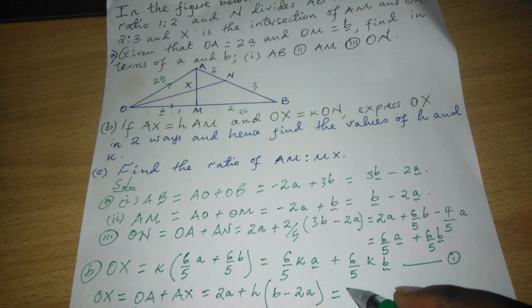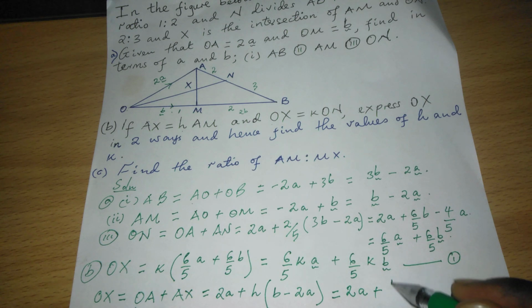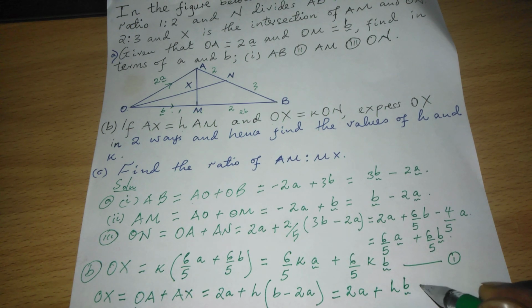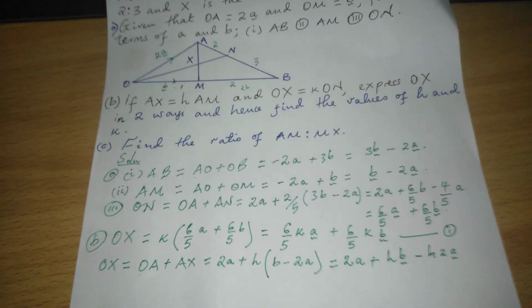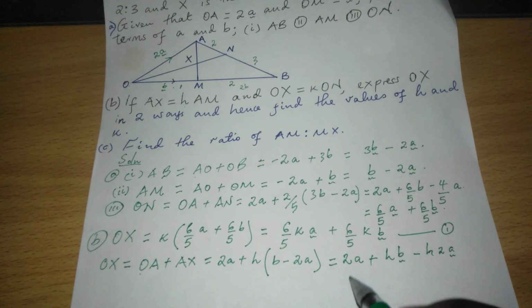Such that we will have 2A plus H vector B minus H. Okay, we have a 2 here, so 2H minus H, we have a 2 here, vector A. So this must be noted as 2H. So we can now group the terms with vector A together in this expression.